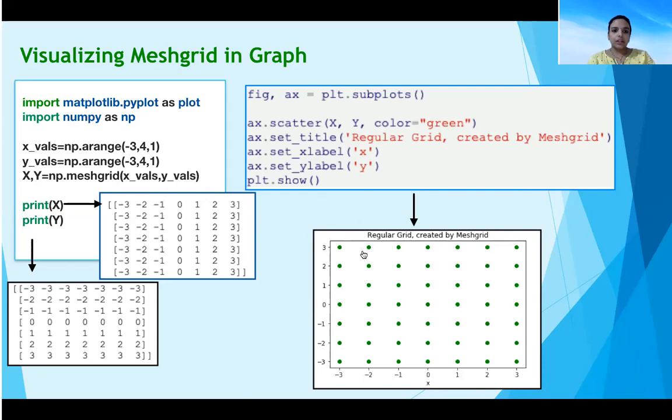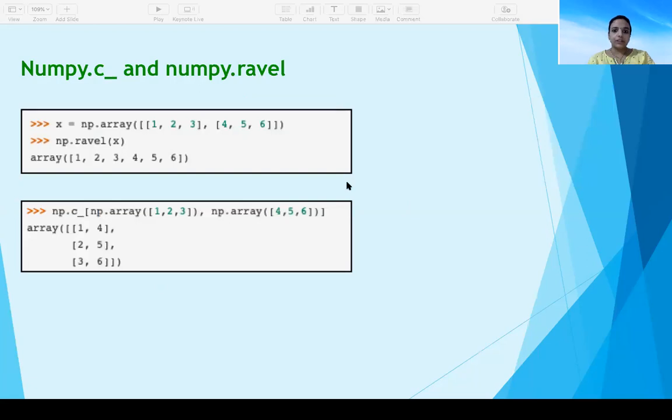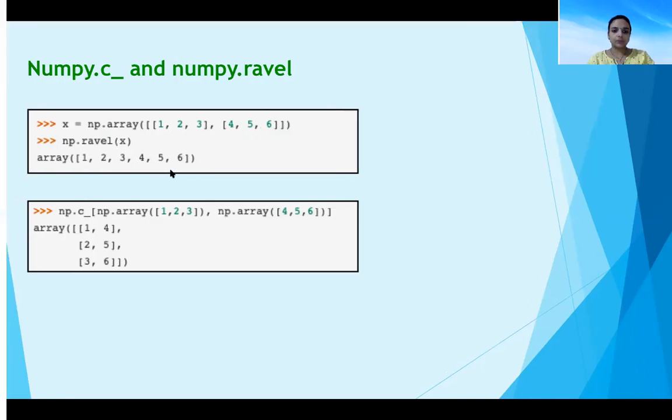Now we will go to another slide and see two functions of the NumPy array, that is ravel and c underscore. Ravel helps to combine two arrays into a single array. It takes the two arrays as parameters and converts them into a single array. And c underscore takes two NumPy arrays as arguments and results in a 2-dimensional array.